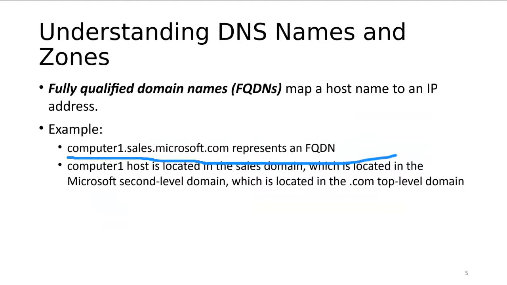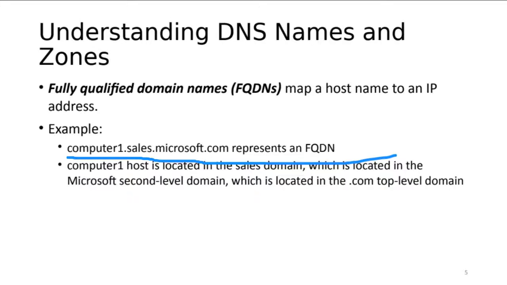The fully qualified domain name maps a host name to an IP address using the DNS. For example, here we have computer1.sales.microsoft.com. This is an example of a fully qualified domain name. In this name, what is the host name? Who can tell me from this? The host name is to the left, computer1.